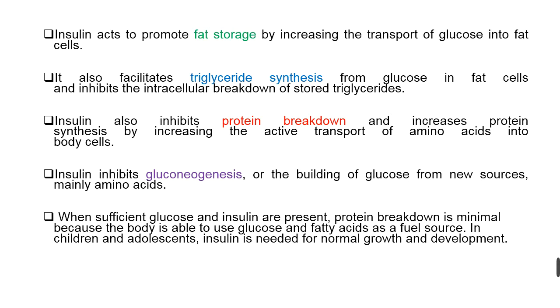Another important function of insulin is that it acts to promote fat storage by increasing the transport of glucose into the fat cells. And as you know, when glucose is present in a high concentration, it will be converted into fat in the fat cells. Also, insulin facilitates triglyceride synthesis from glucose in the fat cells and inhibits the intracellular breakdown of stored triglyceride. Insulin also inhibits protein breakdown because it increases protein synthesis by increasing the active transport of amino acids into the body cells.